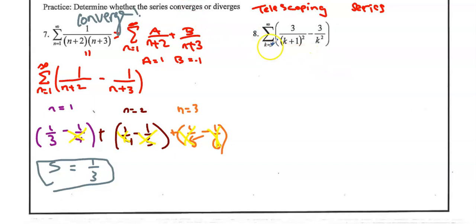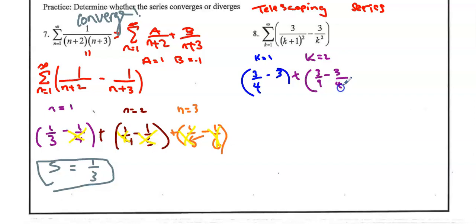Since in this example we're already in the form of one function minus another function, we can just start listing our terms out and see what's going to happen. If we put in k, we get 3 over 2 squared, which is 3/4, minus 3 over 1. So our first term, for k equaling 1, is 3/4 minus 3. Then we add to this, when k is equal to 2, 3 over 3 squared, so 3 over 9, minus 3 over 4.